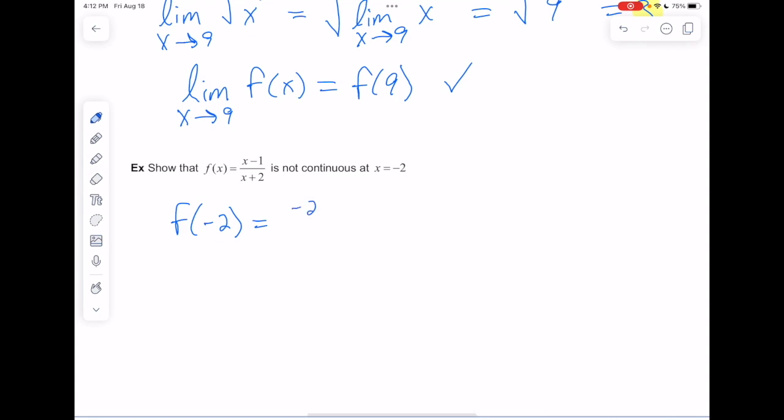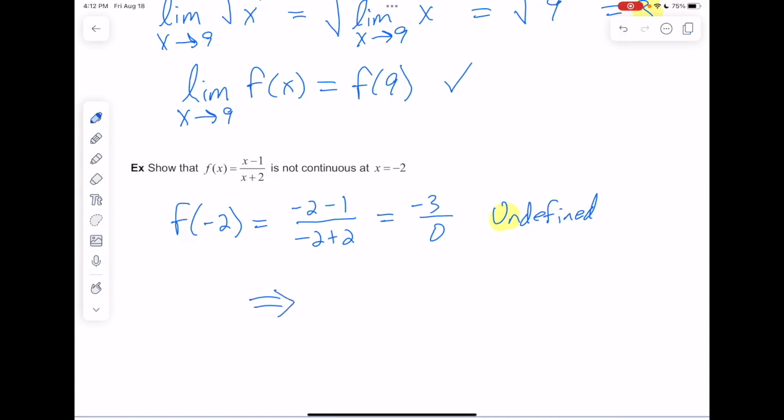We're going to plug negative 2 in place of all of the x's. Then we're going to simplify, get negative 3 over 0, which is undefined. We needed it to be defined, and it is undefined. So all you got to do is fail at one of the three steps, and we failed at the first one. As soon as that happens, you know the function is not continuous there.